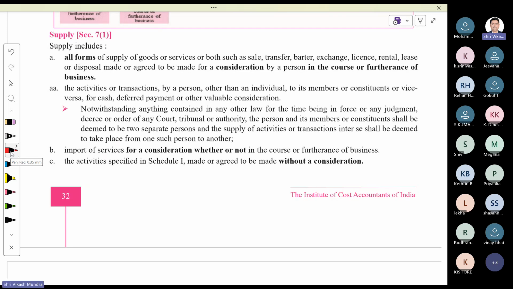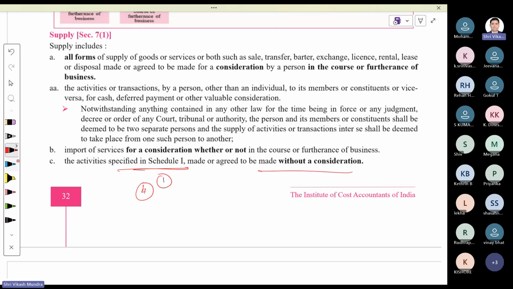Next exception: the activities specified in Schedule 1 where consideration is missing. Still, these activities which are mentioned in Schedule 1 are considered as supply. In this Schedule 1, they mention four types of activities. Even though consideration is missing, they will still consider it as a supply and you are liable to pay tax on it.